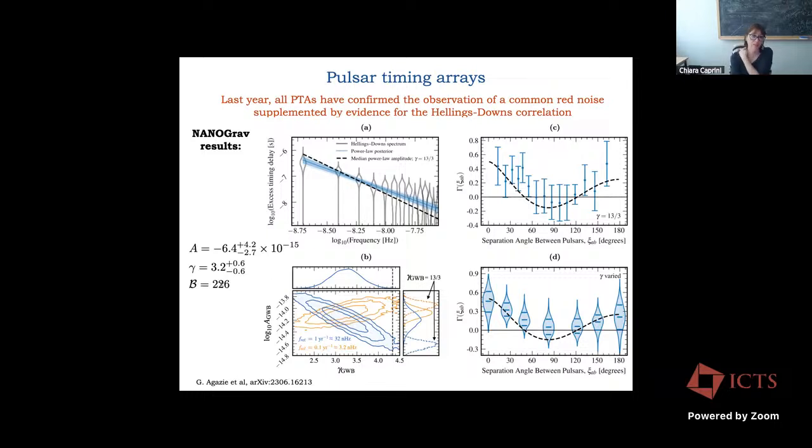Here you see the NANOGrav result. They have a stronger Bayes factor for the presence of this signal. Okay, and here you see the Hellings-Downs detection fixing gamma to 13 thirds or varying gamma. These are the data, okay, and this is the 13 thirds that is sort of expected, though, I mean, with all the caveats that I have explained.